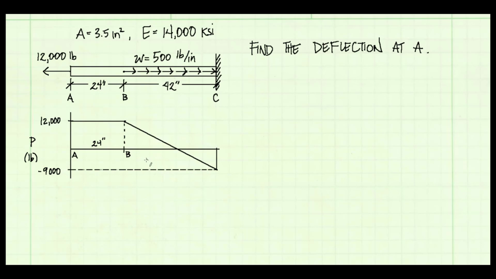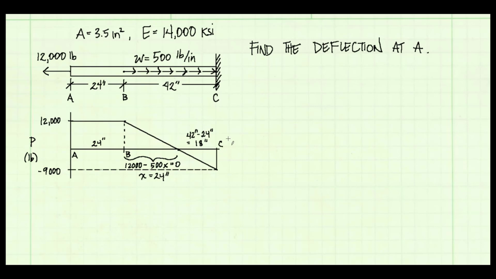I know the length from A to B is 24 inches, but I would like to know where I cross from positive internal axial force to negative. At point B, at the start, I'm at 12,000 pounds, and then I'm going to go down at a slope of negative 500 x, and so I can solve for x, the x which makes this equation equal to 0, and I find that x is 24 inches. So I'm going to be at 0 internal force at 24 inches to the right of B, and that means it's an additional 18 inches from that point to point C.